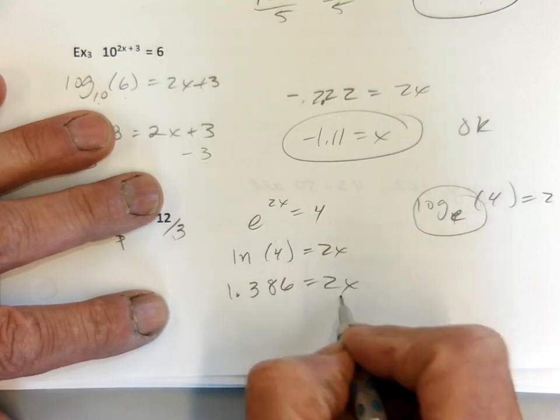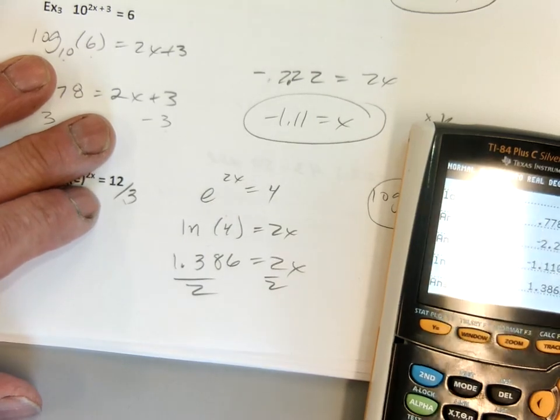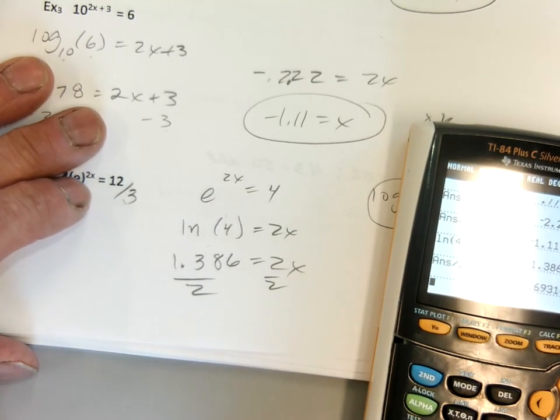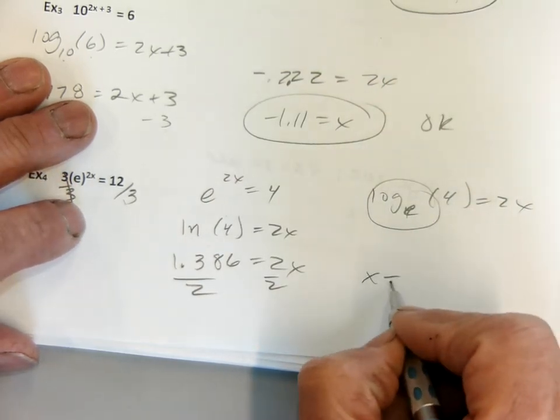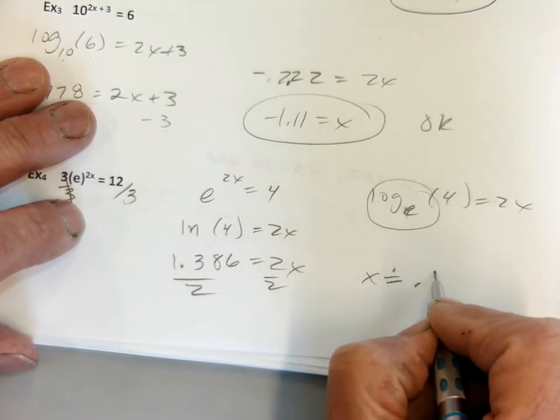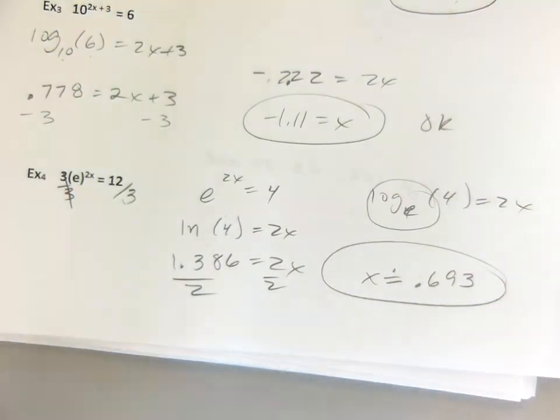1.386 equals 2x. Divide by 2, divide by 2, and I get an answer of about 0.693. Approximately 0.693.